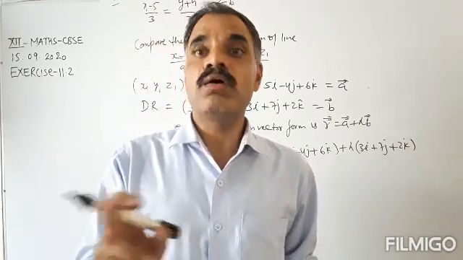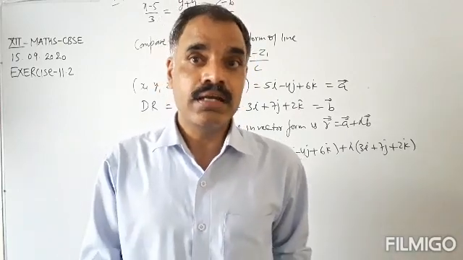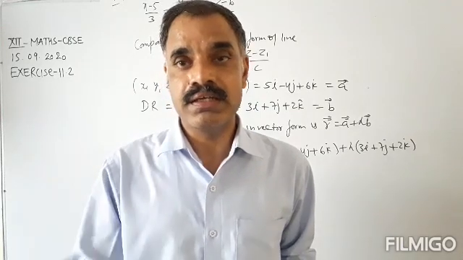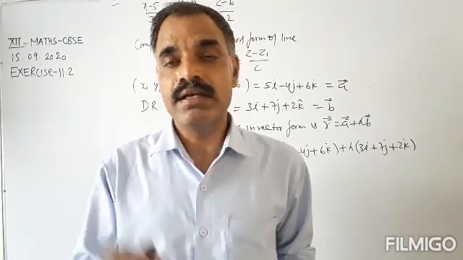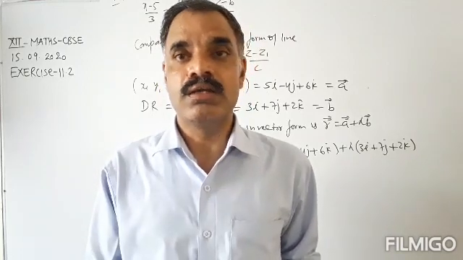Putting the value of r vector, that is xi cap plus yj cap plus zk cap, and comparing both the sides, the components of i cap, j cap, k cap, we find the value of lambda from the 3 equations by comparing the 3 values.